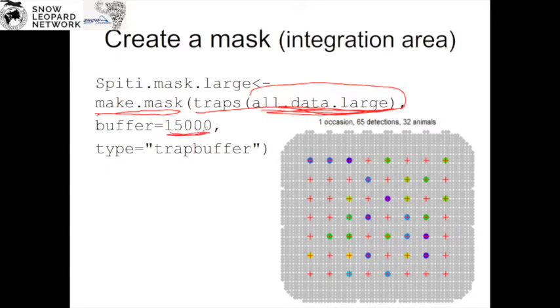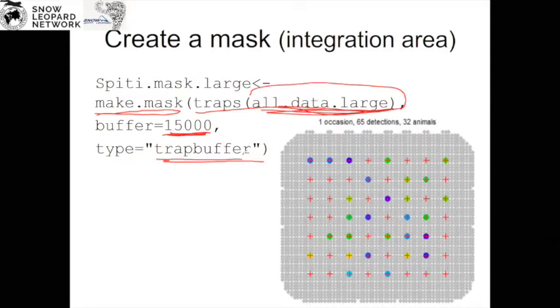In this particular case, the one that I'm working on, we had a rough idea about what the sigma was. I was using a sigma of 3, roughly around 100 square kilometer home range size, with which we keep a buffer of 15,000 meters, which is 15 kilometers, and we define it as a trap buffer. Please know that a buffer can be defined in many ways.